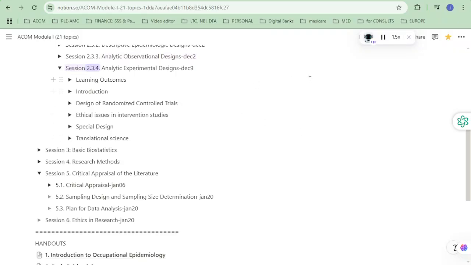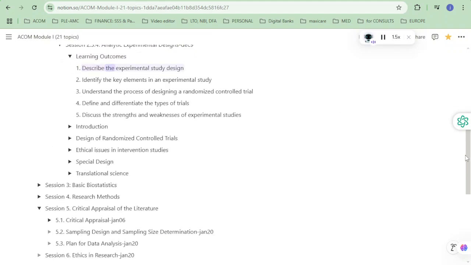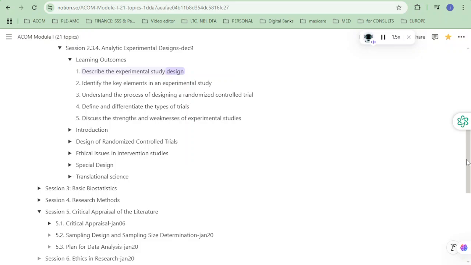Session 2.3.4, Analytic Experimental Designs, Deck 9. Learning outcomes: 1. Describe the experimental study design. 2. Identify the key elements in an experimental study. 3. Understand the process of designing a randomized controlled trial. 4. Define and differentiate the types of trials. 5. Discuss the strengths and weaknesses of experimental studies.